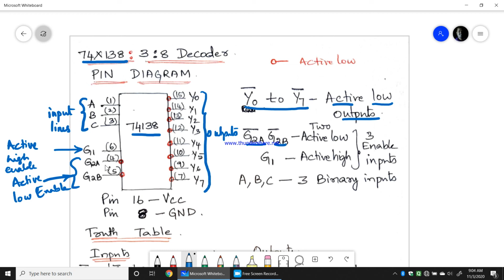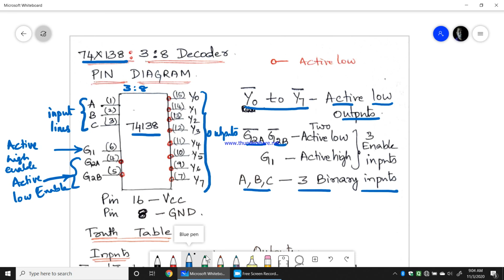Totally we have 3 enable inputs for 74138. And finally ABC, again there is no bubble here, therefore ABC are active high inputs. Okay, so that is 3 binary inputs that we have. So 3 inputs and 8 outputs, so this is called a 3:8 line decoder.